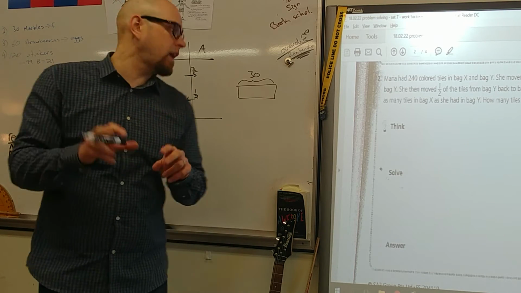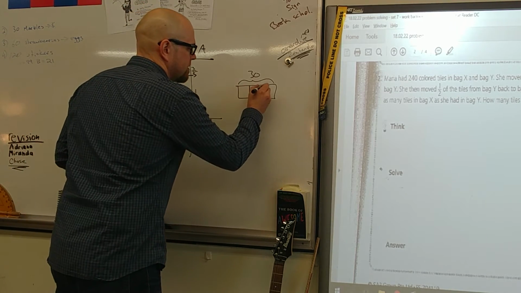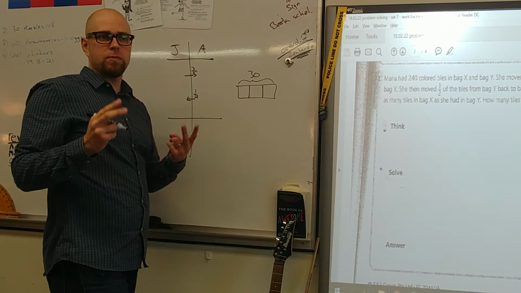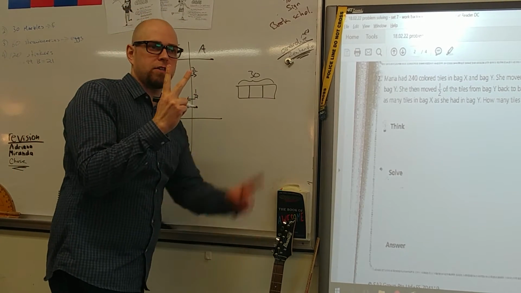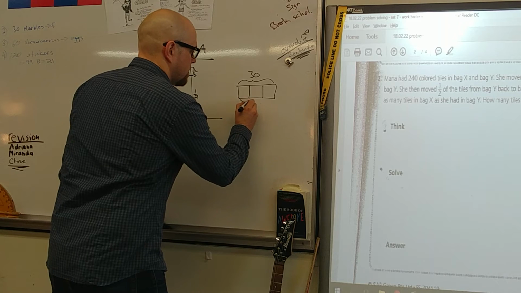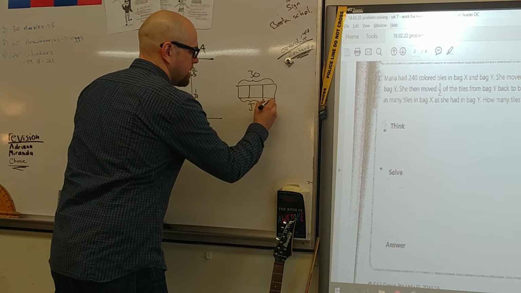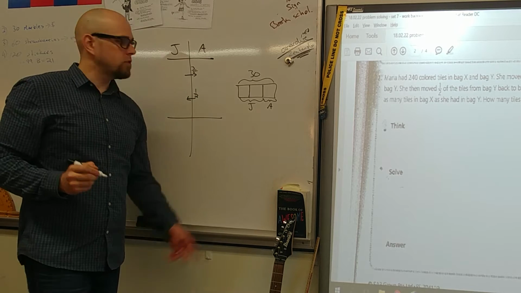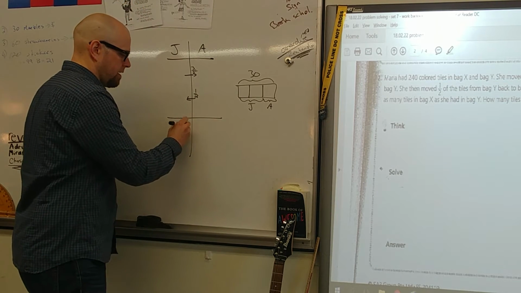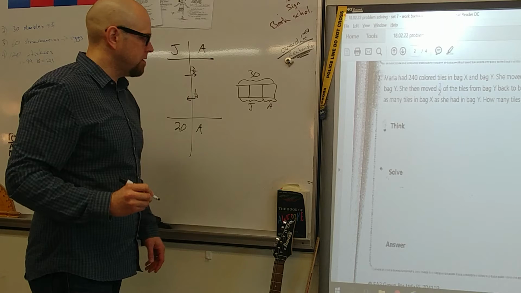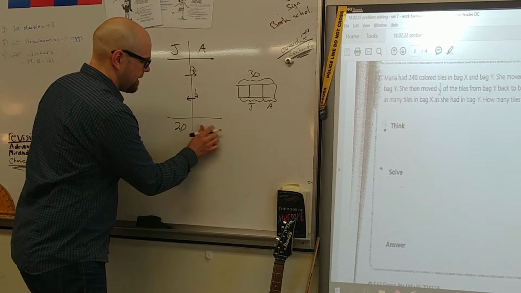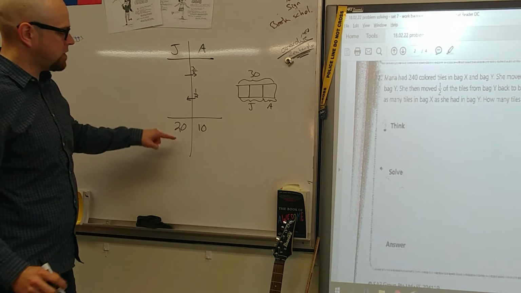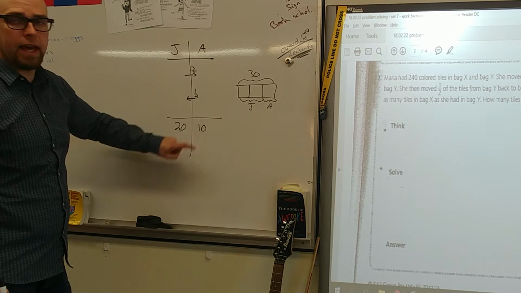20 and 10. Okay, so if someone has twice as much as someone else, that's like there's 2 parts and 1 part. So Jim has twice as much as Andy. Jim must have $20 at the end, and Andy must have $10. So Jim has 20 and Andy has 10 in the end.